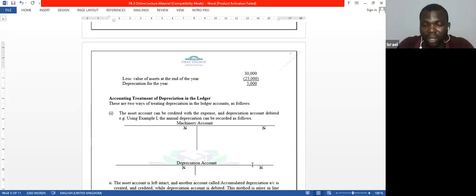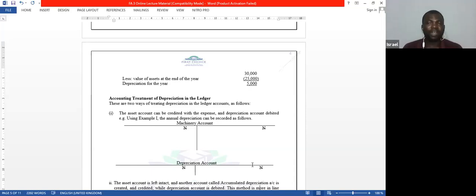And let's go on. So, accounting treatment for depreciation. How do we account for the treatment of depreciation? We have two methods of doing that. The first one is what we call the asset account and the depreciation account. So whenever we have the asset account and depreciation account, it means that the value of the depreciation will be used to reduce the asset over time. That's the first method.